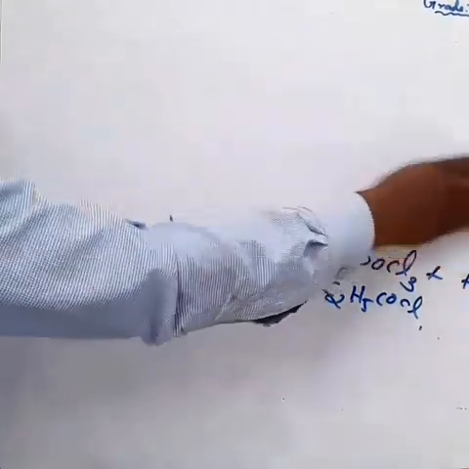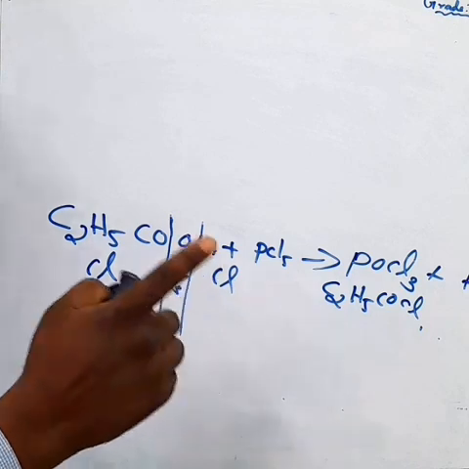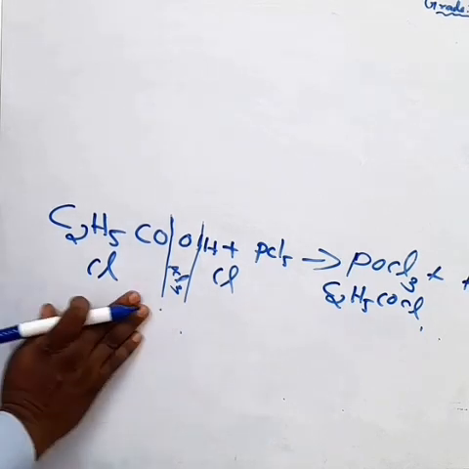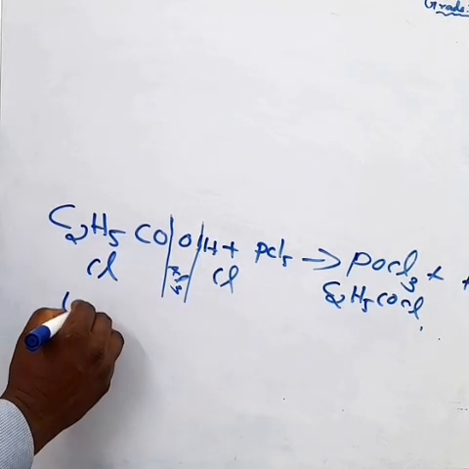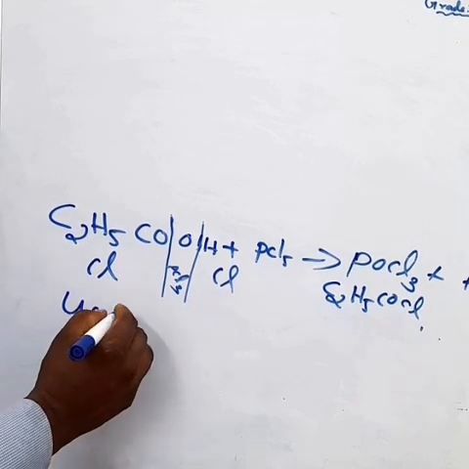Now to balance the equation. 5 chlorine atoms, so make the product side 5. 5 means POCl3 has 3, HCl 4, and C2H5COCl 5. Now the equation is balanced. Next, what are the uses of phosphorus pentachloride?